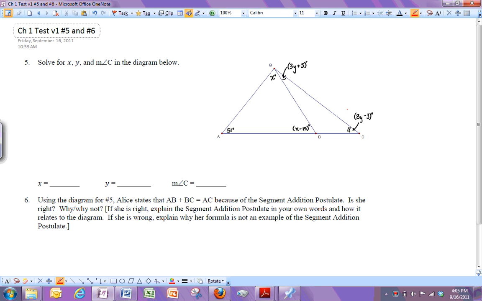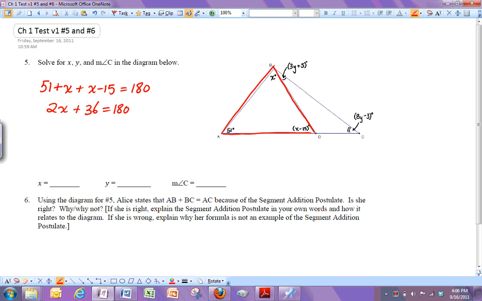First thing I notice is there are x's and y's in the diagram, but this triangle right here only has numbers and x's in it. And I do know that all triangles add up to 180. So I'm going to do 51 plus x plus the x minus 15 angle all add up to 180. If I combine like terms on the left side, I get 2x, plus 51 minus 15 will be 36, equals 180. If I subtract the 36, I get 2x equals 144. Then divide by 2, and I get 72. So x is 72.